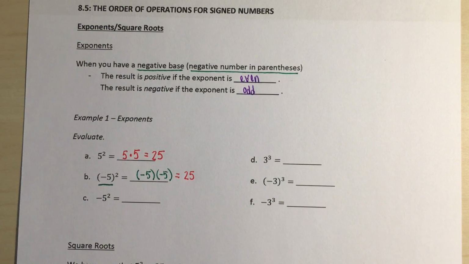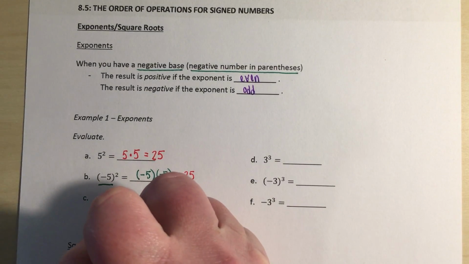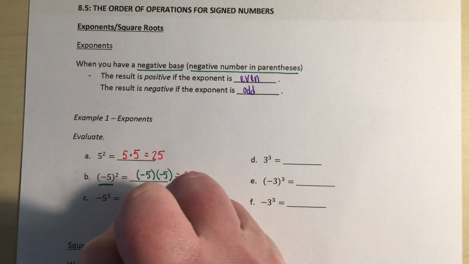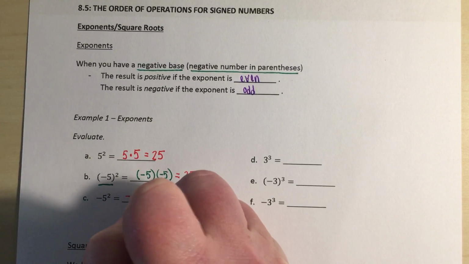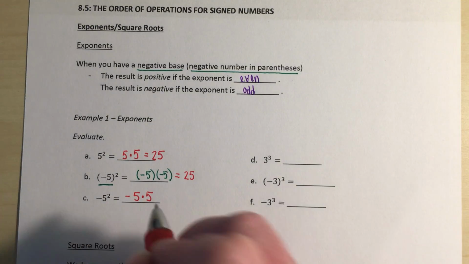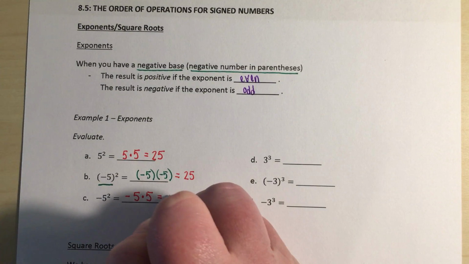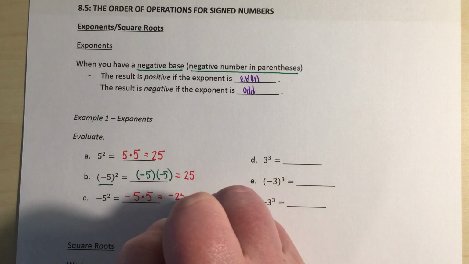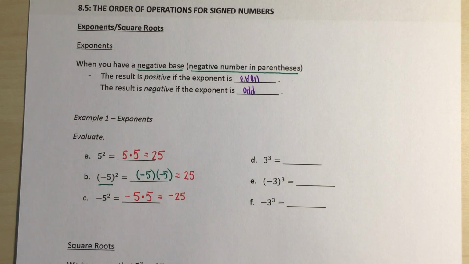C, we do not have a negative base. We just have a negative sign out front of our expression. So what this means is there's one negative sign in front of our 5. So this is the same as negative 5 times 5. We don't repeat the negative sign because it is not in our parentheses. One negative sign means our result is negative. So negative 5 times positive 5 gives us negative 25.